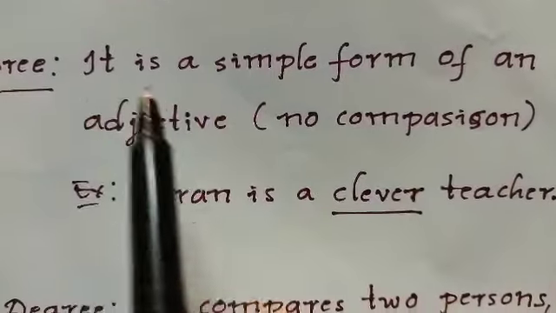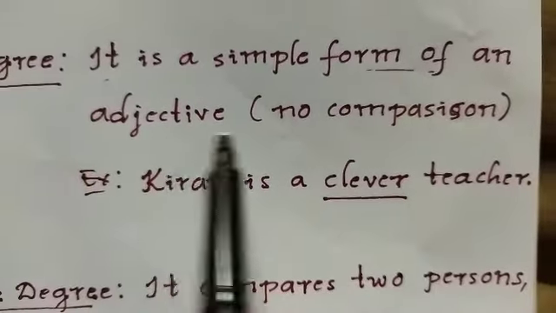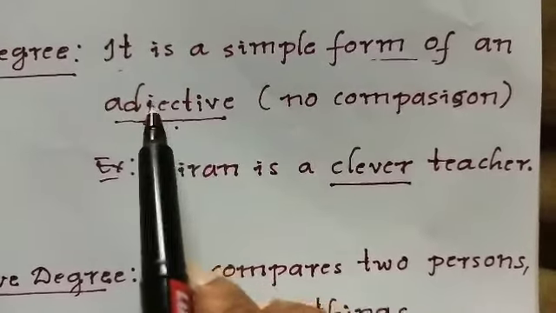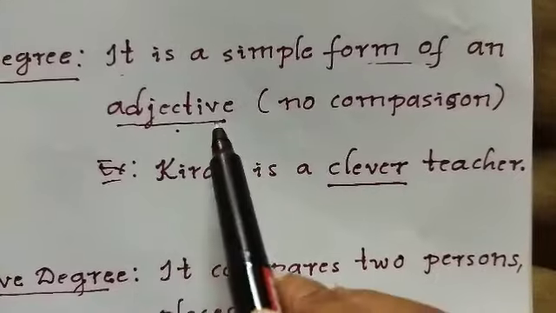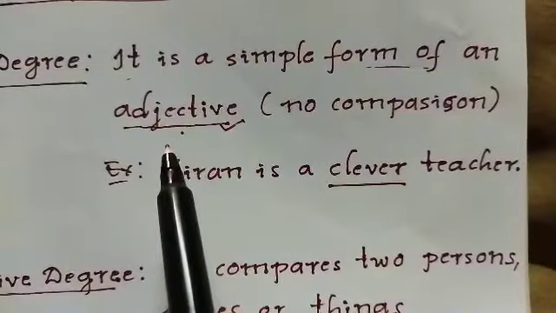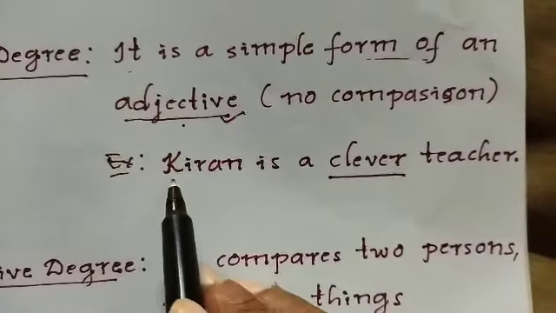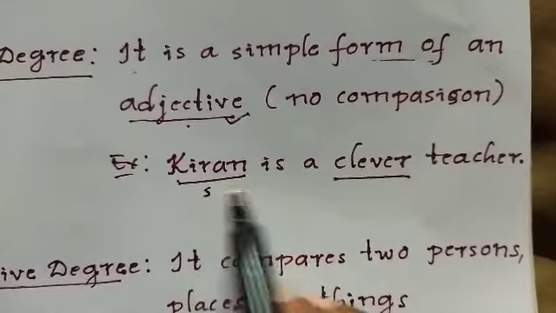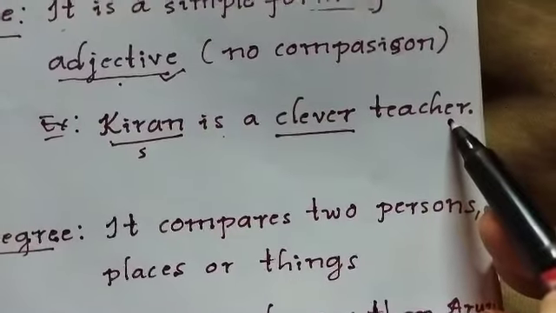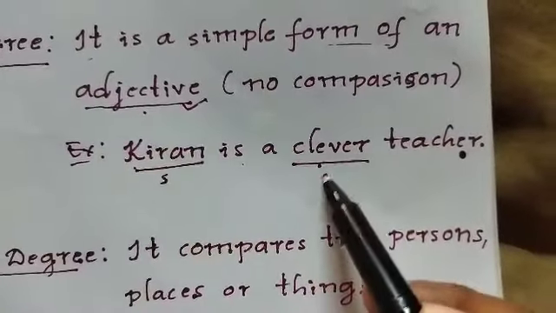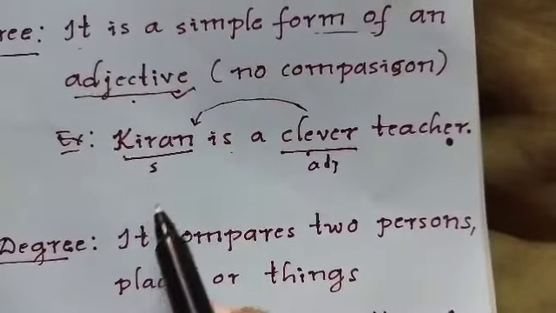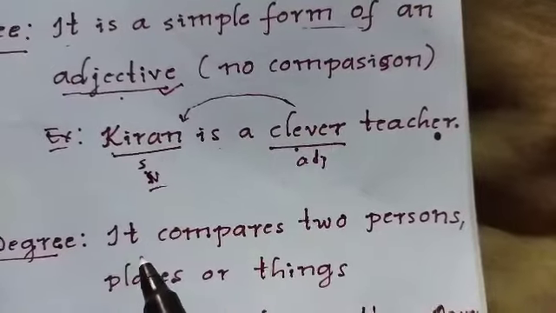What is a positive degree? It is a simple form of an adjective. So, what is an adjective actually? An adjective is a word that qualifies a noun or pronoun. So a positive degree works like an adjective. See the example: Kiran is a subject. Kiran is a clever teacher. Here clever is an adjective, it qualifies the noun.